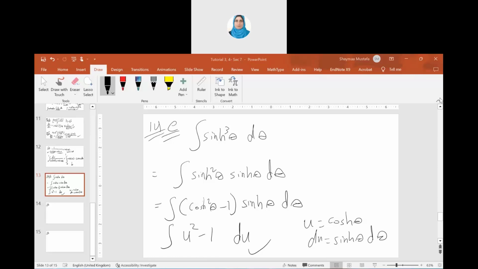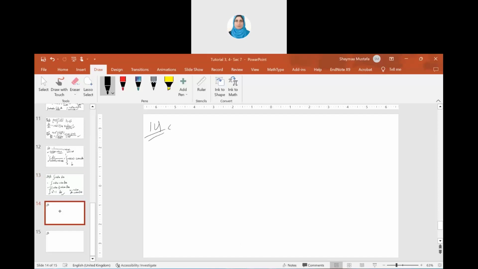14c and 16. 14c: the integral of cos 2x sine 3x dx. This one also I will give you the idea.